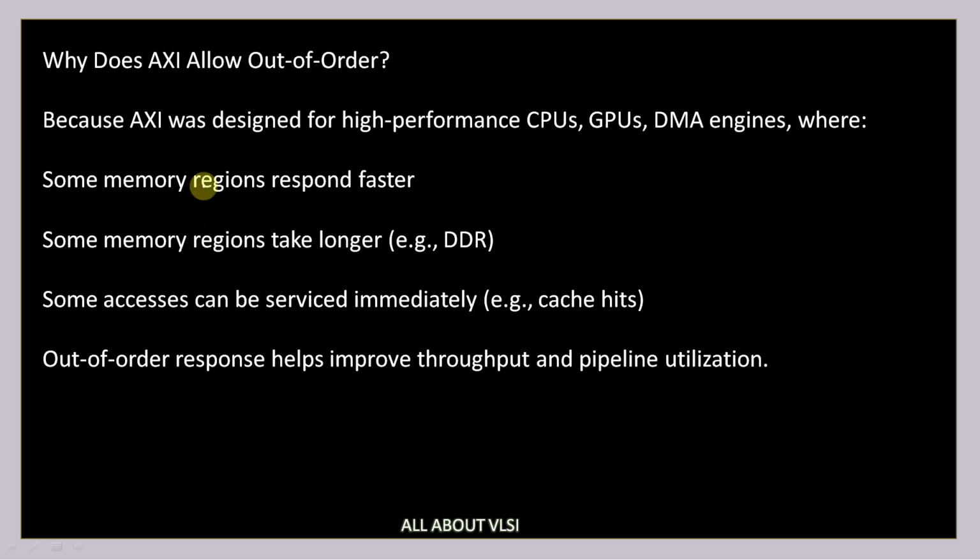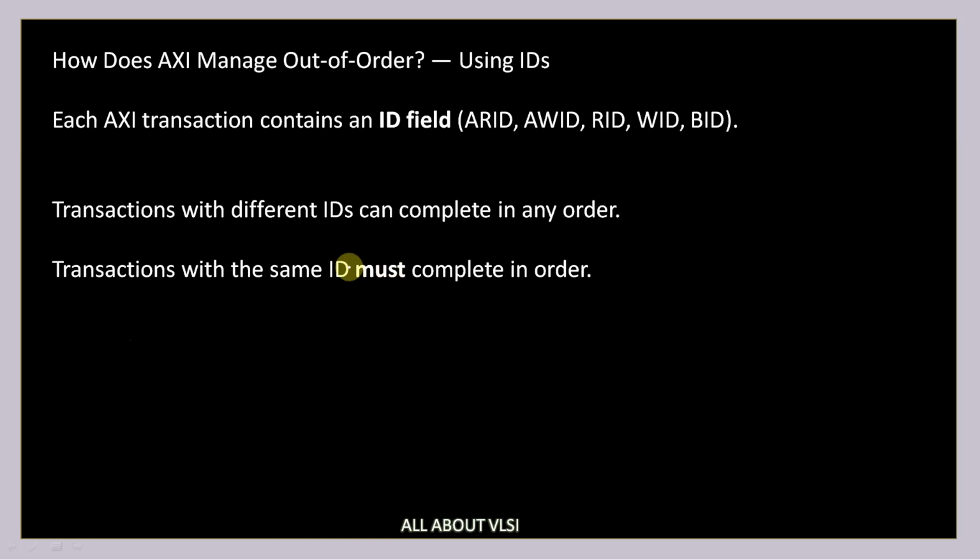So why do we need this AXI out of ordering? Because AXI was designed for high performance CPUs, GPUs and DMA engines where some memory regions respond faster and some memory regions take longer, for example, DDR. Some accesses can be serviced immediately, and out of order responses help improve the throughput and pipeline utilization.